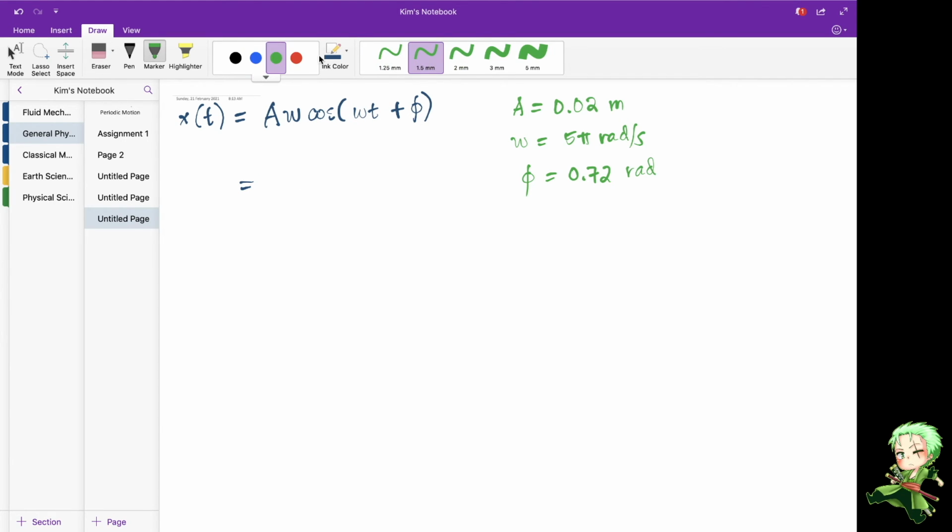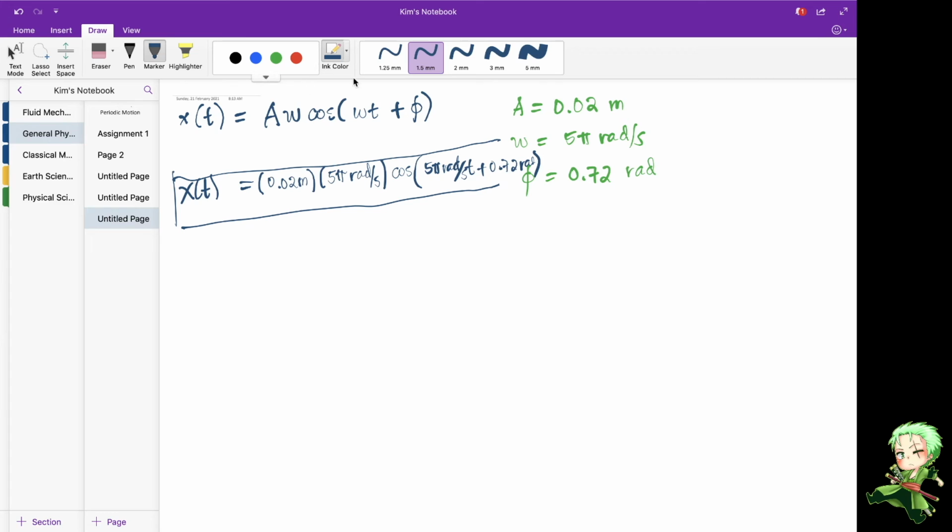So this is, as I've said, pretty straightforward. So what you're going to do is to simply plug in the values. So for A, you have 0.02 meters. For omega, you have 5 pi rad per second. And then you have the cosine function. So x of t equals 0.02 meters times cosine of 5 pi rad per second times time plus 0.72 rad. So that's how you do it. So this is fine, but you actually have the choice of, if you want to simplify it further, you can combine or multiply those two, but I think it will just mess it up, so it's better if you stick to that.